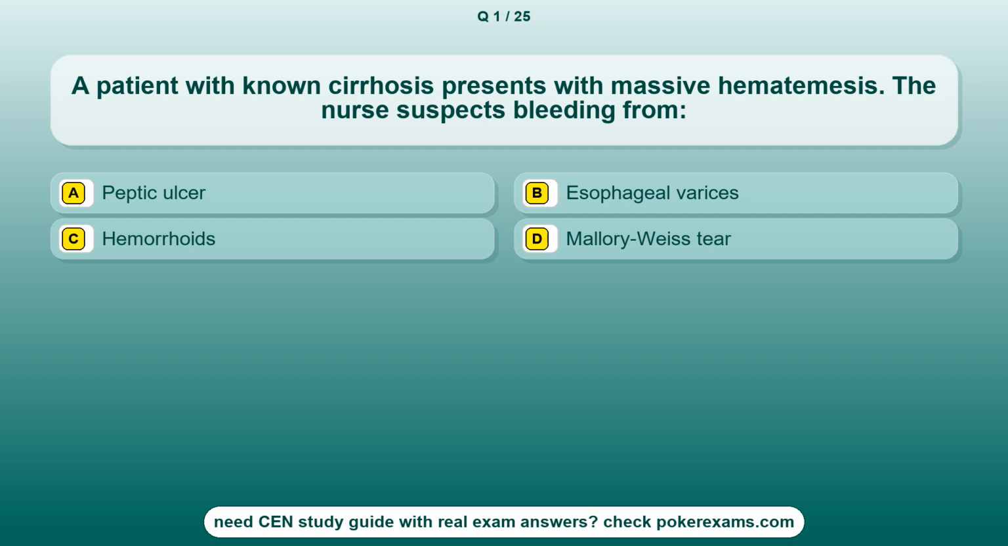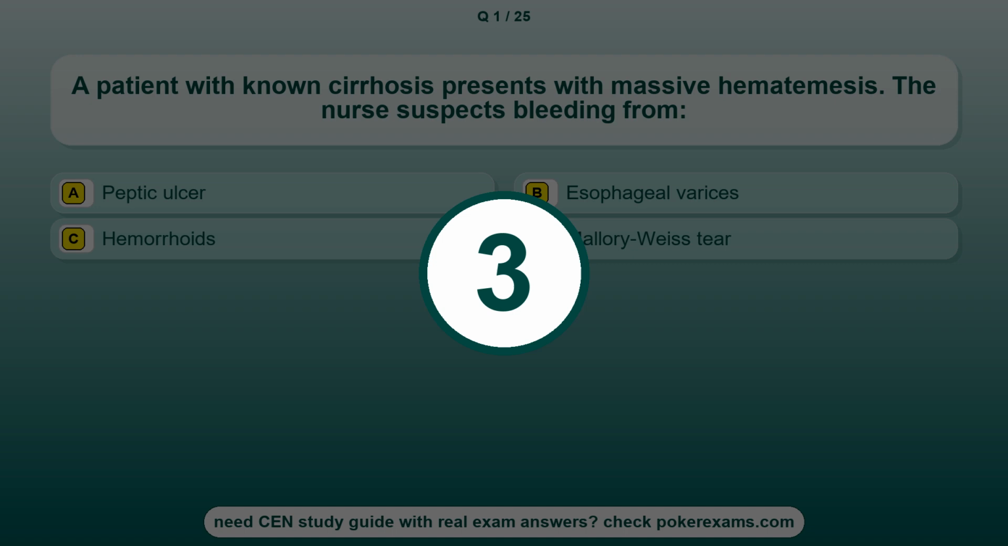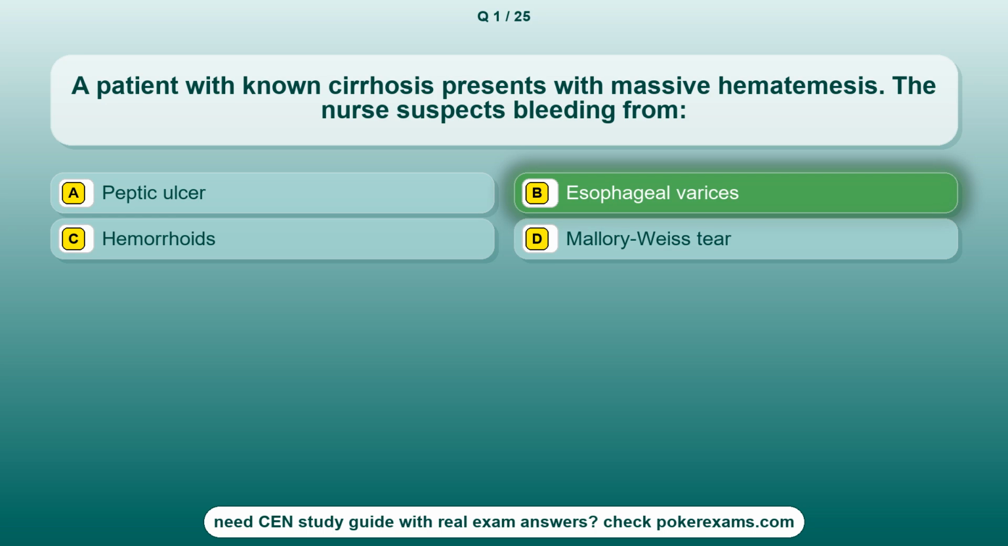Question 1. A patient with known cirrhosis presents with massive hematemesis. The nurse suspects bleeding from Option A, peptic ulcer. Option B, esophageal varices. Option C, hemorrhoids. Option D, Mallory-Weiss. The correct answer is option B, esophageal varices.